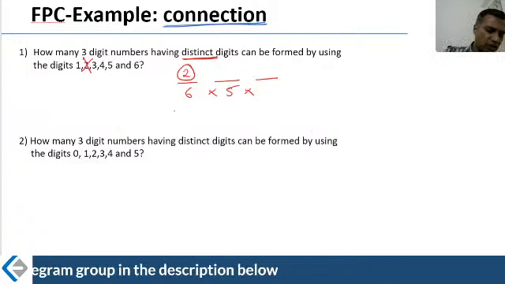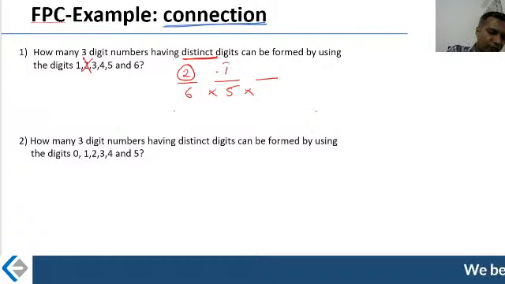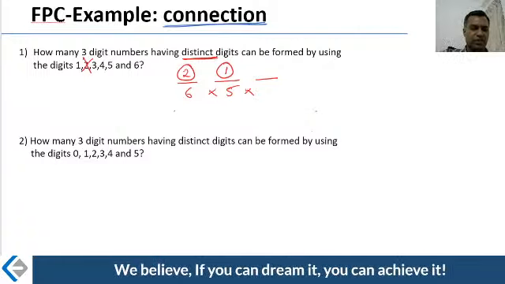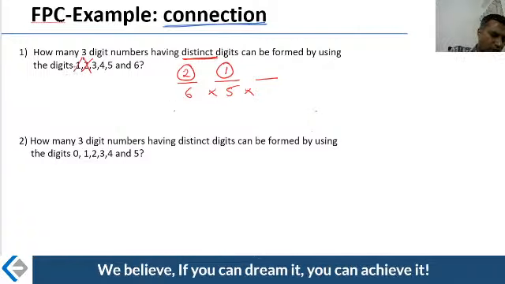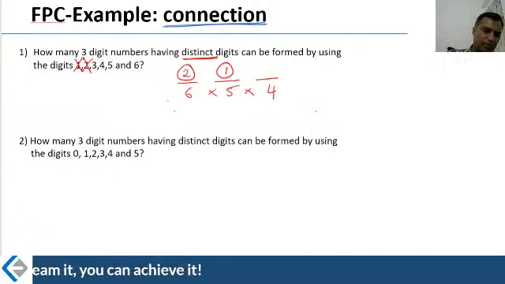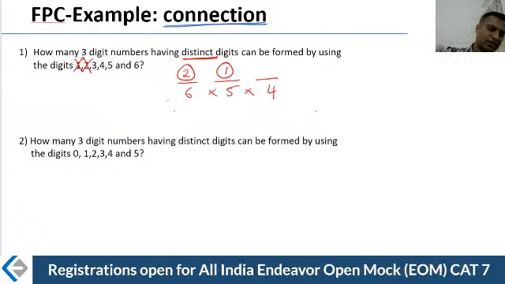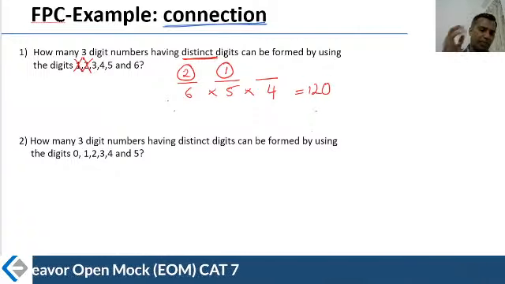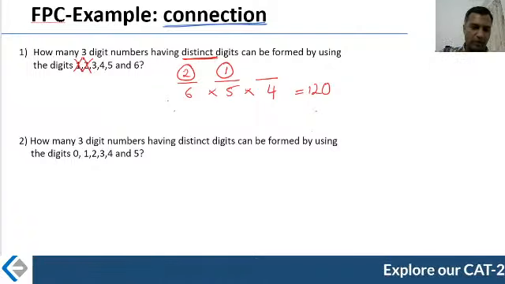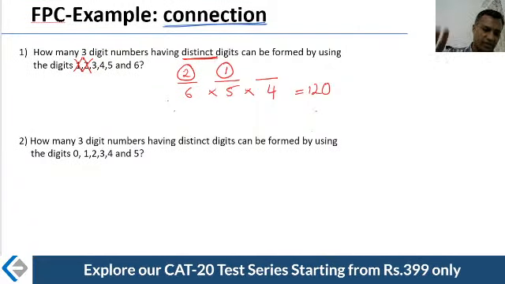Now use a dummy. Out of 5 ways, assume that you used a 1, just a dummy for illustration purposes. So 1 is also ruled out. The last place can be filled in how many ways? 4 ways. You have to fill the hundreds place, the tens place, and the ones place. That's when you get a 3-digit number. Therefore the 3-digit numbers that can be formed are nothing but 120. There are 120 3-digit numbers that can be formed by using the digits 1, 2, 3, 4, 5, and 6, the first 6 natural numbers.